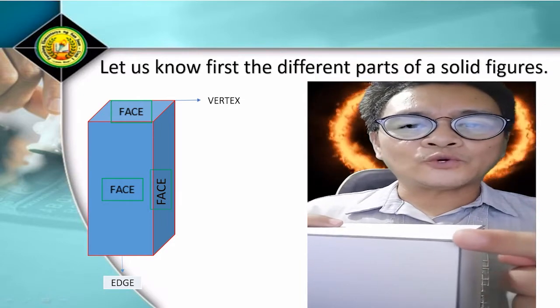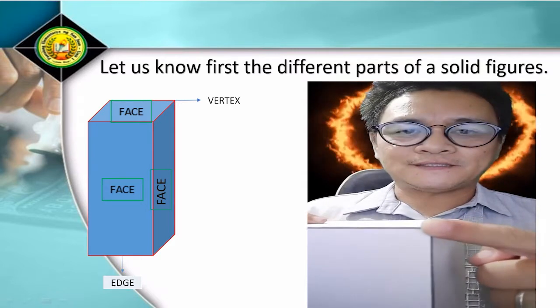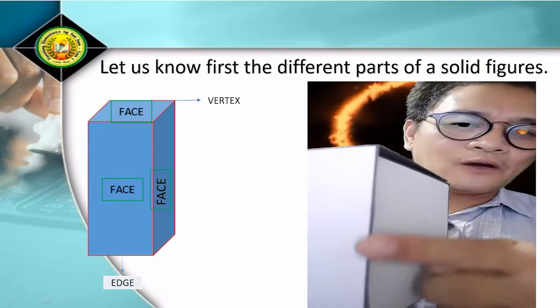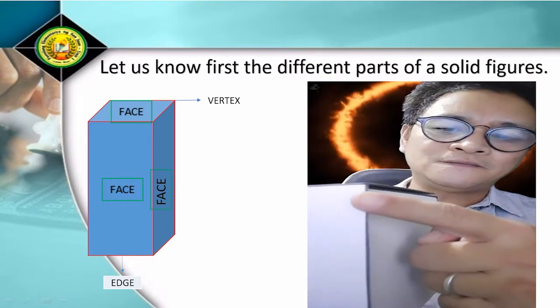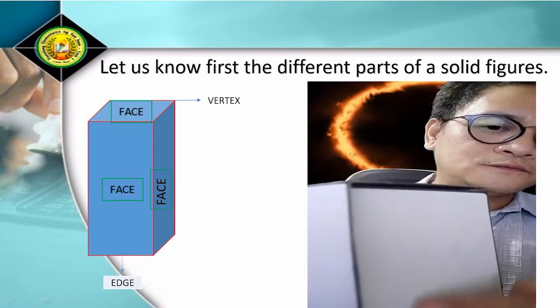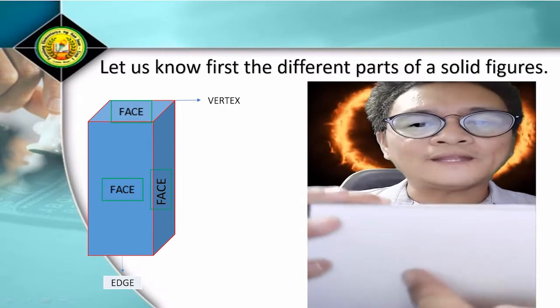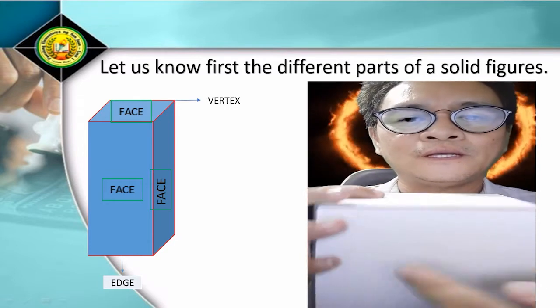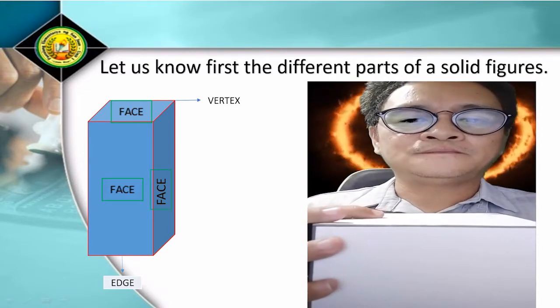Itong kanto na to, ang tawag dyan, vertex. Pag madami, vertices. Itong gilid ng kahon, edge. Pag marami, edges. Ito naman yung tinatawag nilang mukha. Mukha ng cube o mukha ng kahon. So, lahat yan, mukha. Okay?